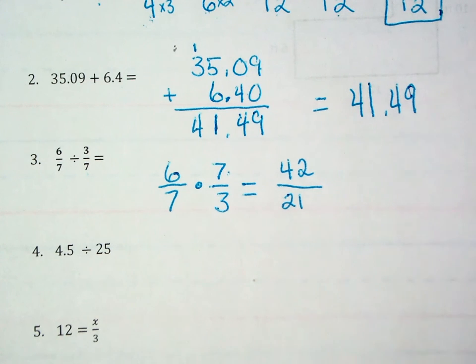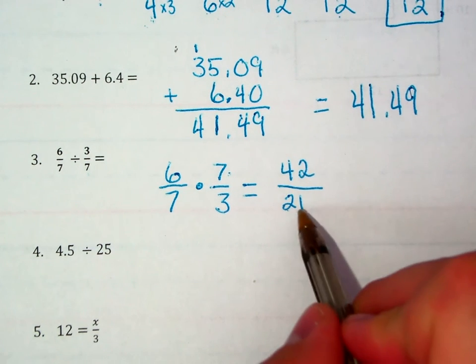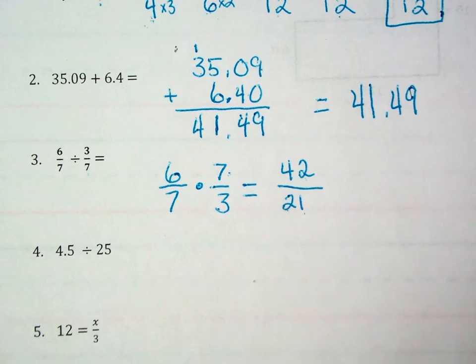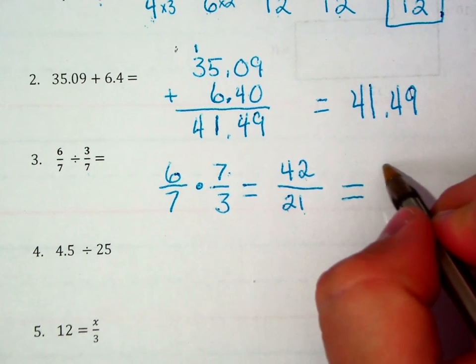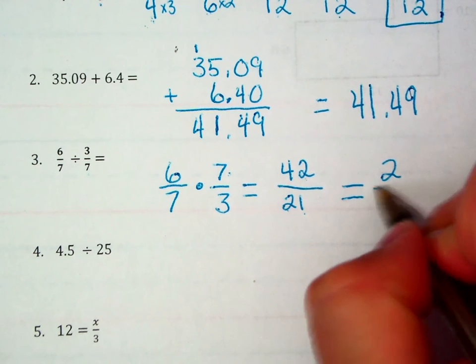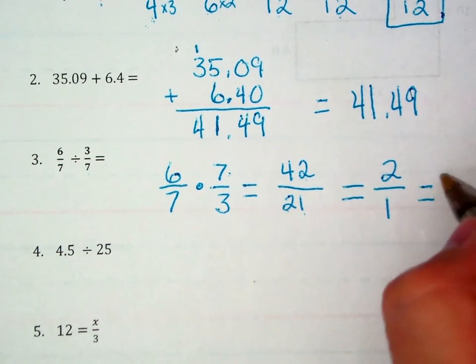If I look at my two expressions, I realize that 21 can go into 42 an even 2 times. So I would simplify this fraction to 2 over 1, which would then be simplified to 2.